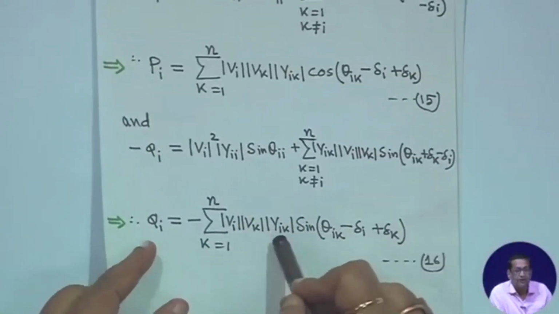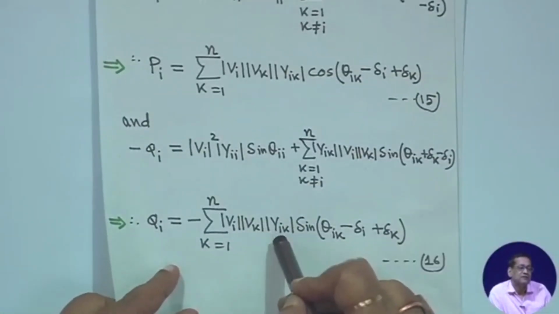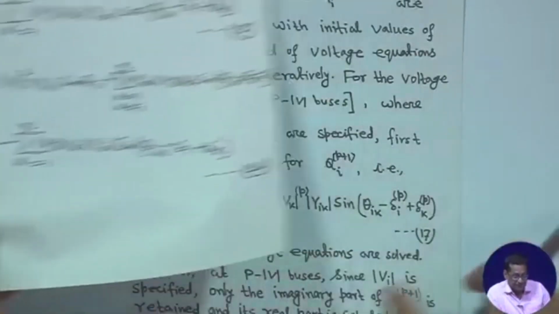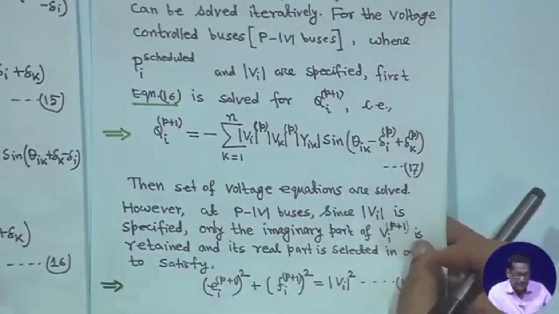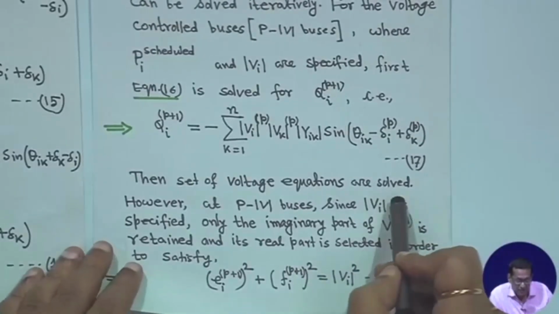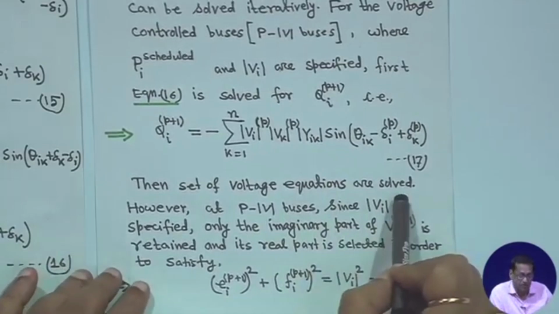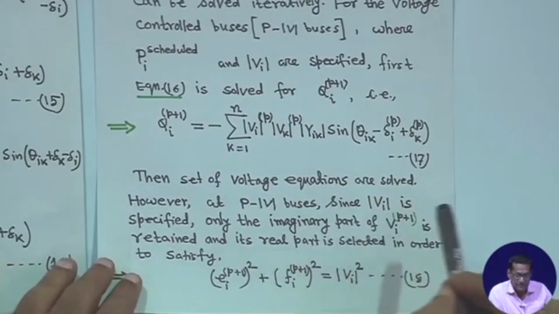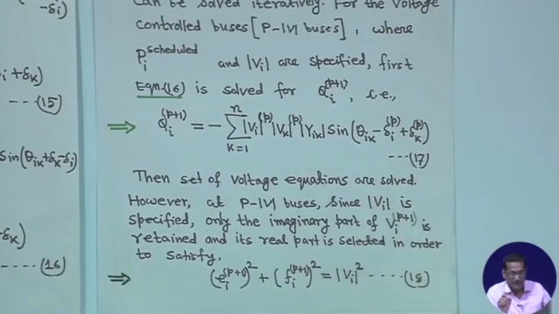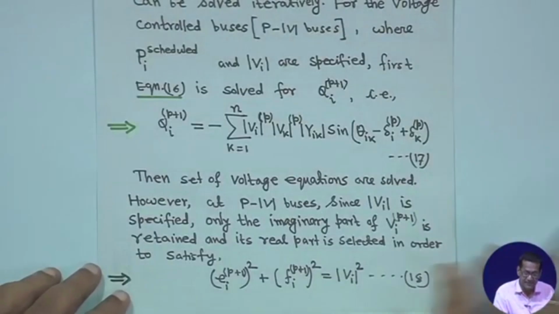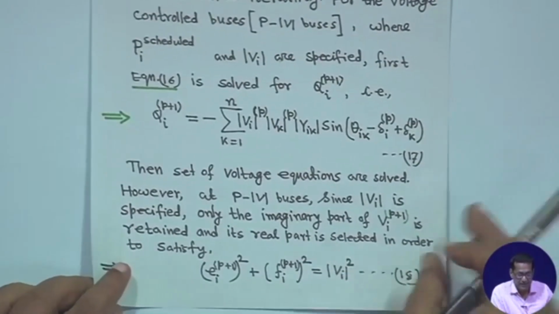This is actually required for PV bus consideration in the Gauss-Seidel method, and its computation is required first. Then the set of voltage equations is solved. However, for PV buses, since |V_i| is specified, only the imaginary part of V_i^(p+1) is retained, and the real part is selected in order to satisfy this.